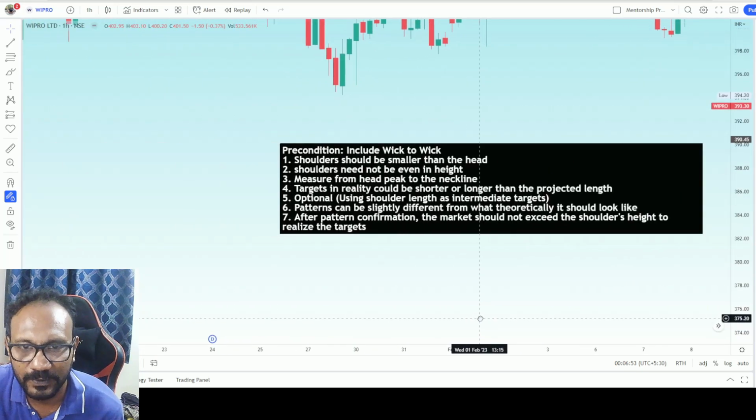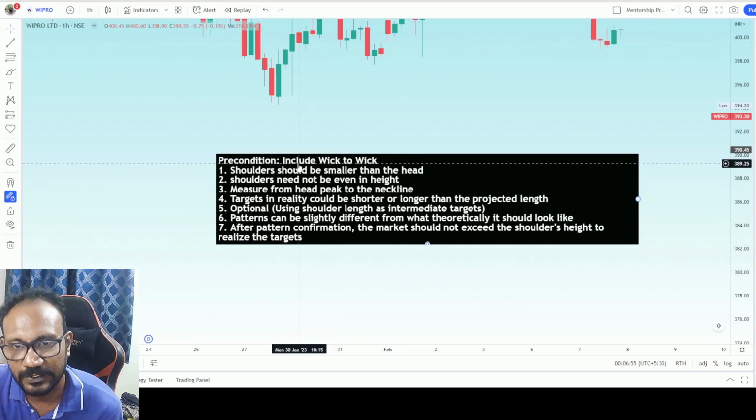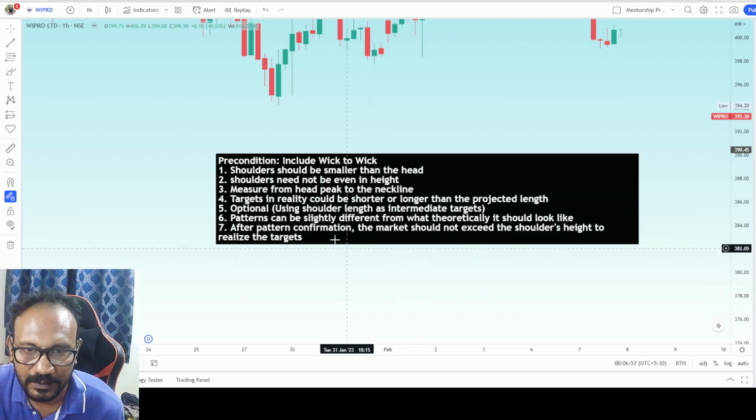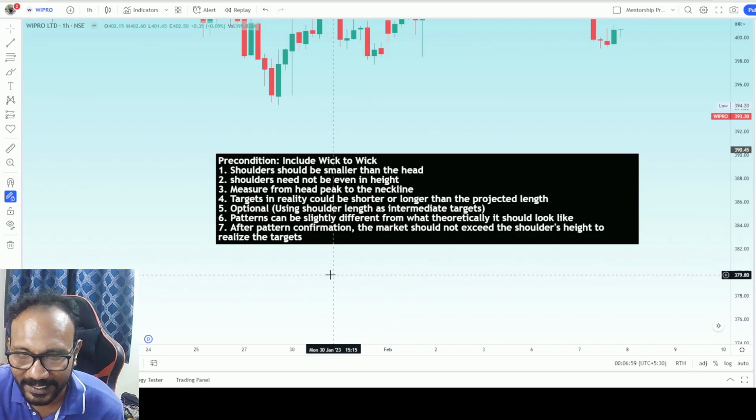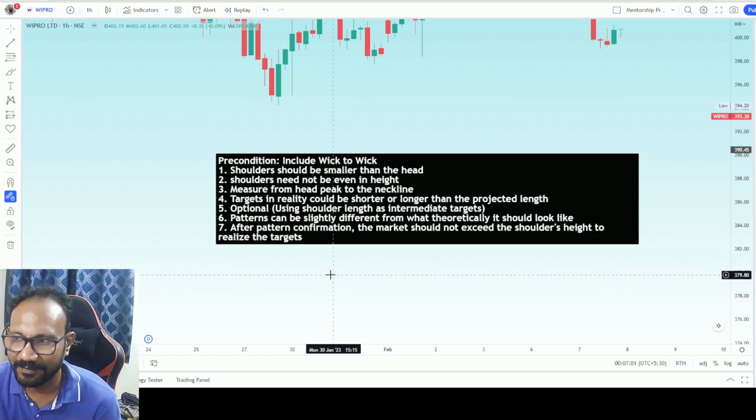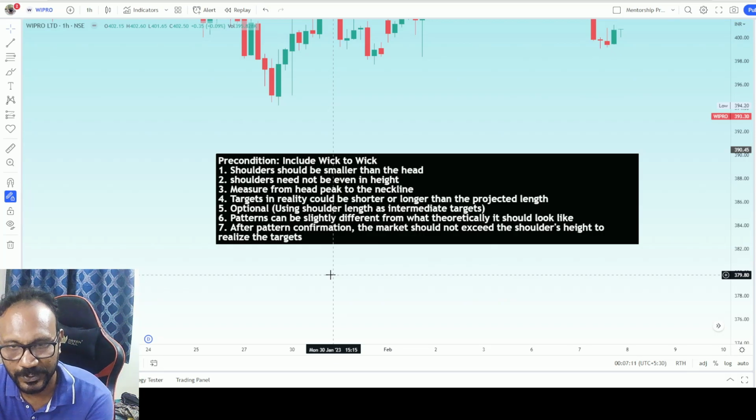So let's have a quick look at it. You should include it from wick to wick. Shoulder should be smaller than the head. Shoulders need not be even in height. Measure from the head to the neckline. Targets in reality can be shorter or longer. And I use something called intermediate targets, which is not the theory, but my own principle and discipline, which you may want to try out.